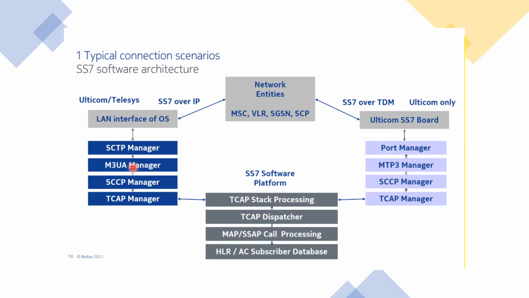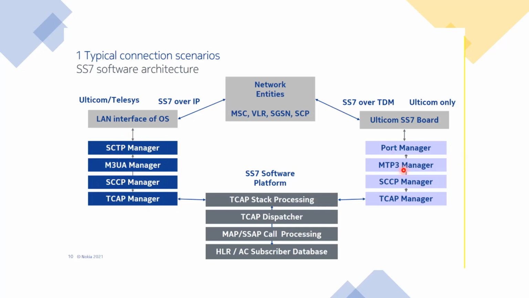But on your right, you will see the stack in the Sigtran. So when the SS7 is over IP, you use a LAN interface of the OS, which we normally know as RJ45 or UTP cable, and all this comes into software based. So there's an SCTP manager, M3UA manager, SCCP manager, TCAP manager. All of this will come into software, so you manage it by software.